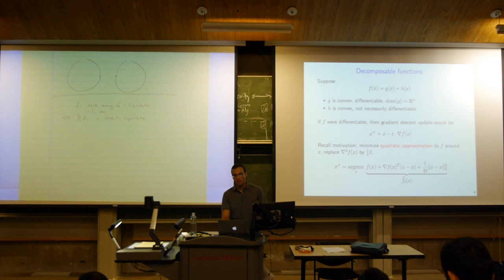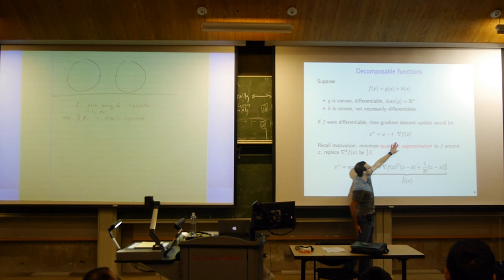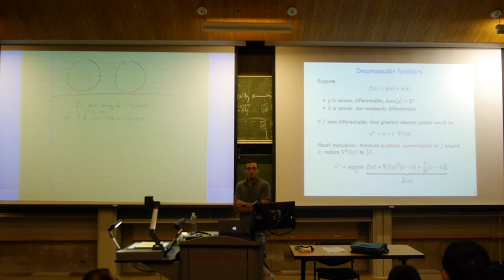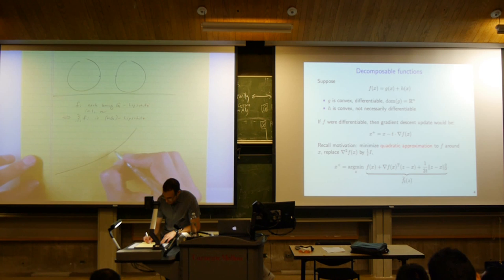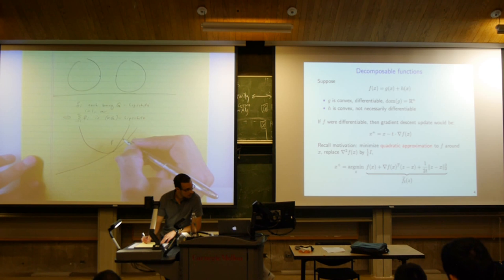So let's remember one way that we saw to motivate the gradient descent updates. If f were differentiable, then with gradient descent, we'd move in the direction of the negative gradient over and over again to get our next point, which I'm calling x plus. One way we motivated that was through a quadratic approximation to f around x, where we replaced the Hessian by just a scaled version of the identity. So instead of looking at f, at the point x, suppose we took a quadratic approximation like this, and I'm calling it f tilde t.